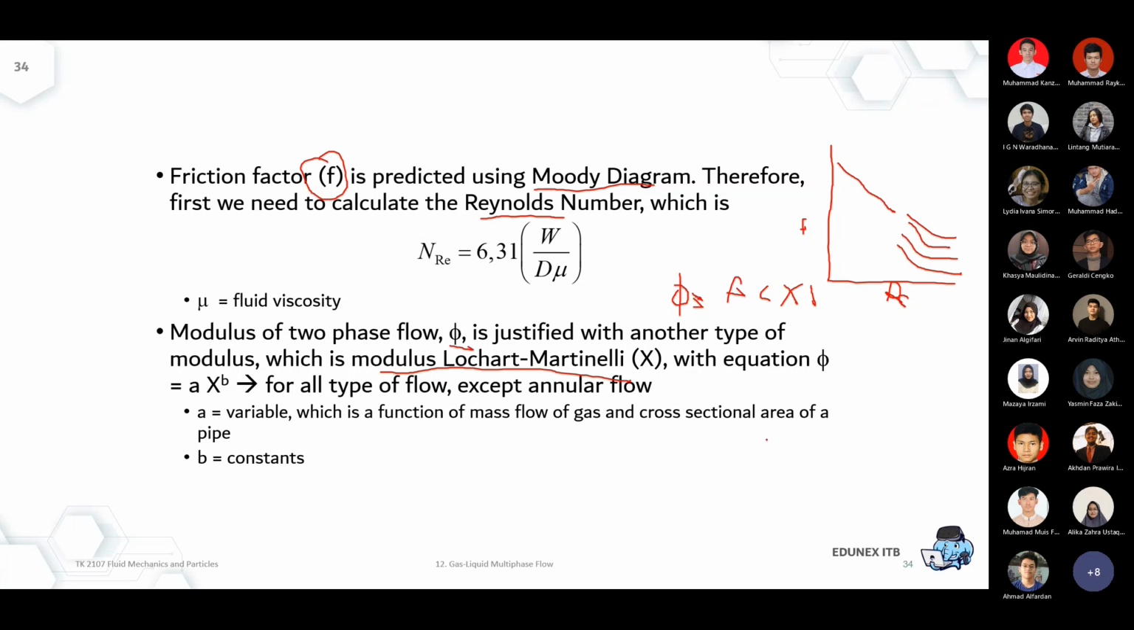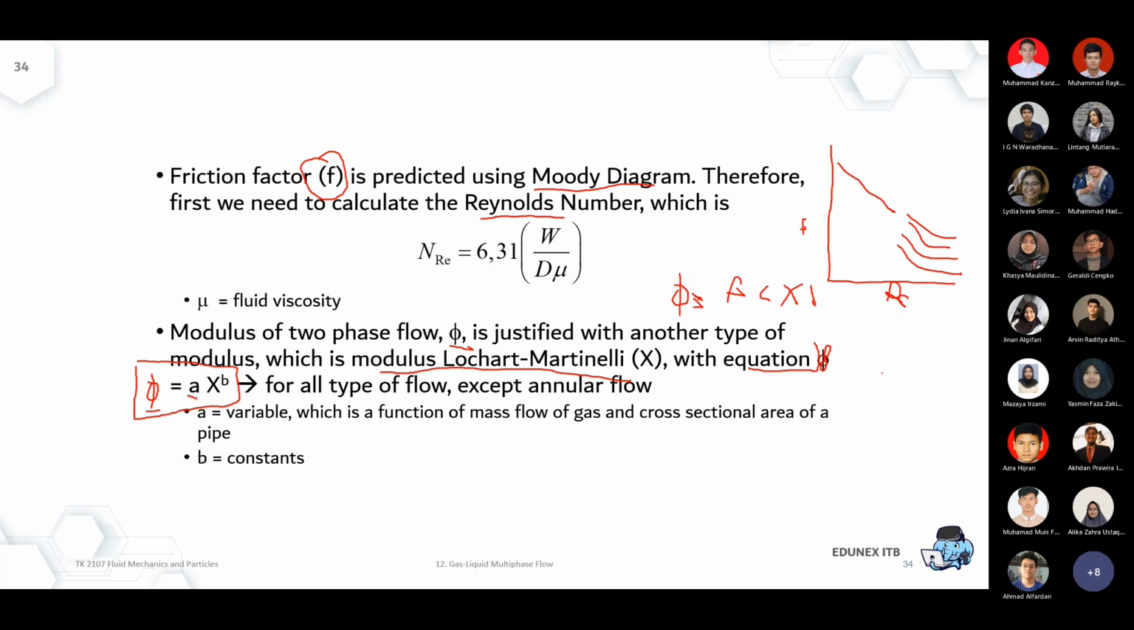Capital X is the symbol for the Lockhart-Martinelli modulus. Sorry, maybe I'll just move the two-phase modulus over here, and dismiss this part. It's a bit confusing. So that's the correlation between the two-phase modulus and the Lockhart-Martinelli modulus. The final one that will be used to correct the pressure drop is the left side equation, the two-phase flow modulus. And the key part here is we need to know three variables.